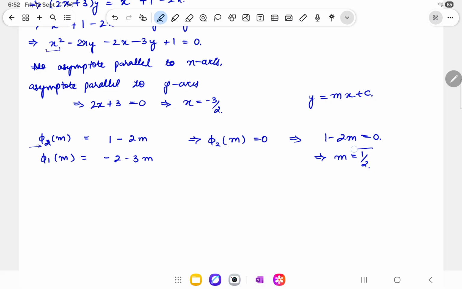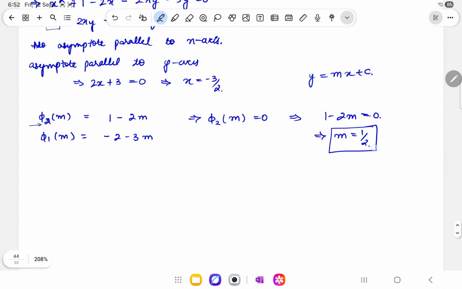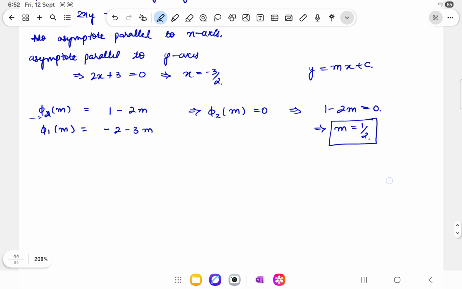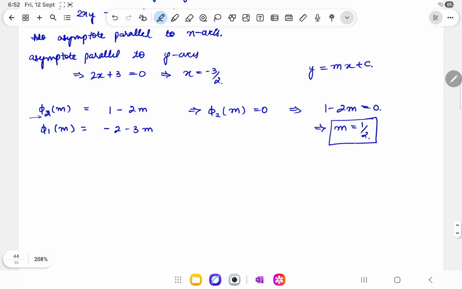So from here I got my m as 1 by 2, and I just need to find out the value of c. There are two methods to find the value of c depending upon the values of m we get. If they are distinct m's, then we have one method, and if we have the same value of m, then we have a different method to find the value of c. So here, since we have only one m, we can use any of the methods. So my c will be basically equals to minus of phi 1m divided by derivative of phi 2m, and here my m is basically 1 by 2.